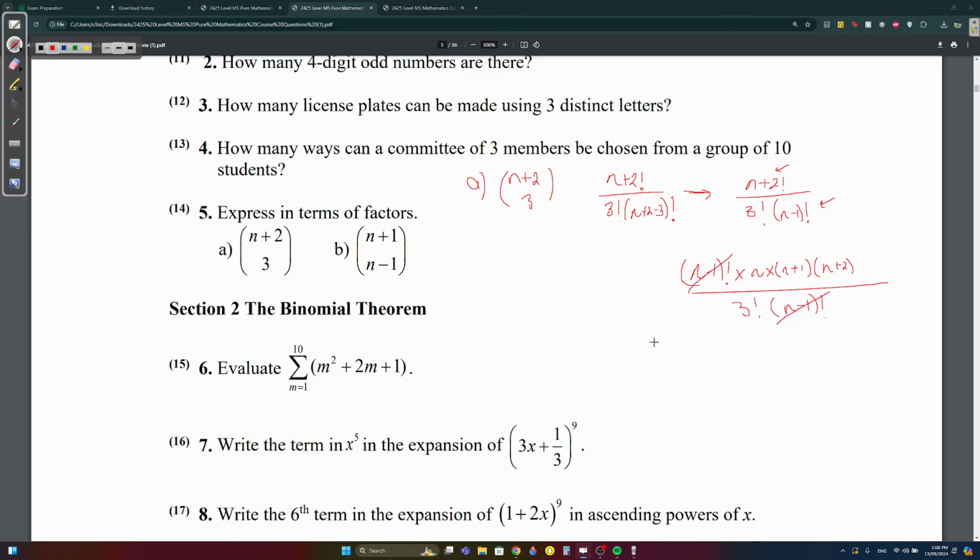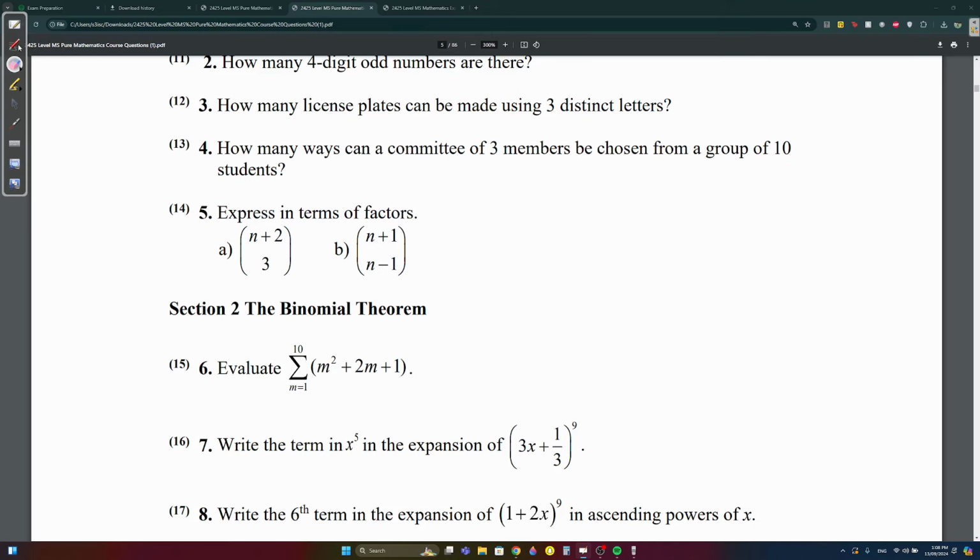Cancel, cancel. You're going to get n times (n plus 1) times (n plus 2) over 6, because 3 factorial is 6, okay? So this is your answer. This was in the quiz, I think. B, show us the (n plus 1)C(n minus 1).